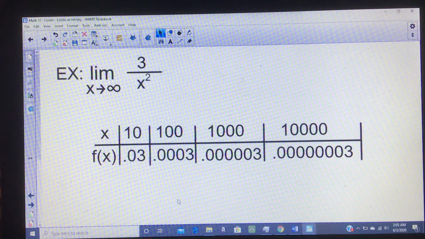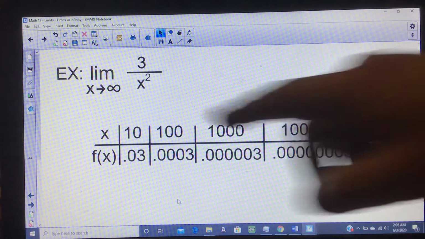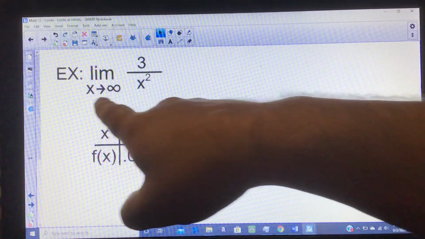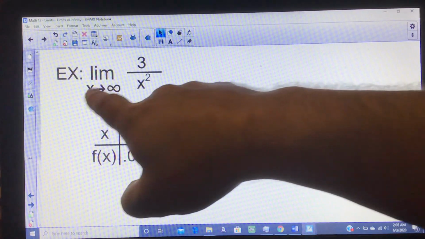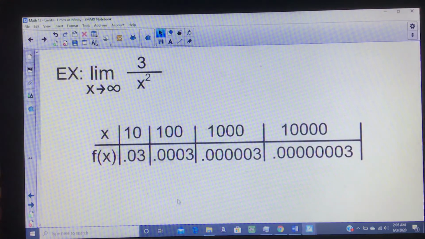So the example at the top says it wants us to find the limit as x goes to infinity of 3 over x squared. So the thing that's different about the table is, since we're not approaching a number, but we're approaching what's considered like an infinitely large quantity, or trying to get larger and larger and larger. Now, infinity is not actually a number. There's no point where you actually get to infinity. Any number you pick, you can just always make it bigger.